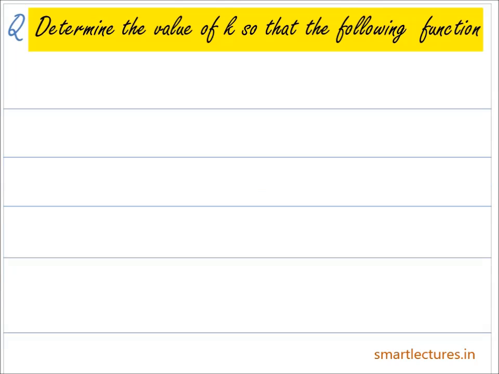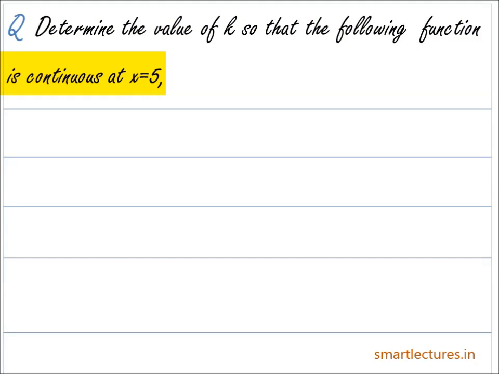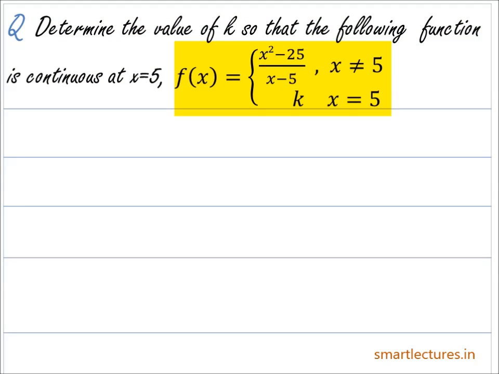Now let's solve one more question. Determine the value of k so that the following function is continuous at x equal to 5, where the function f is given by f of x is equal to x square minus 25 upon x minus 5, where x is not equal to 5, and f of x is equal to k when x is equal to 5.